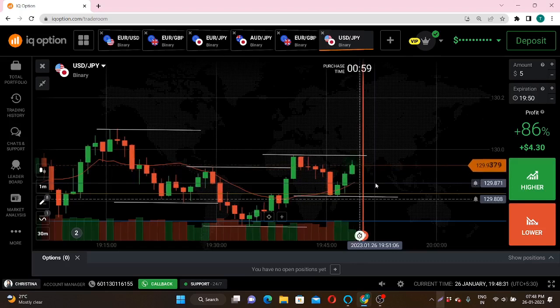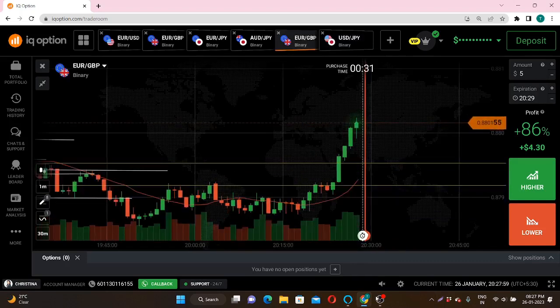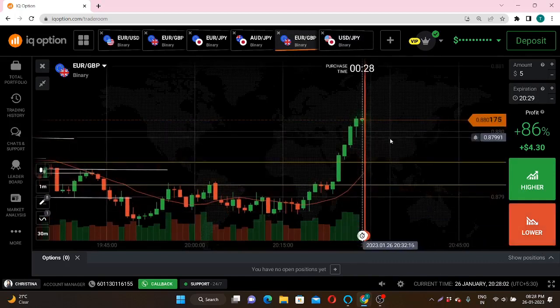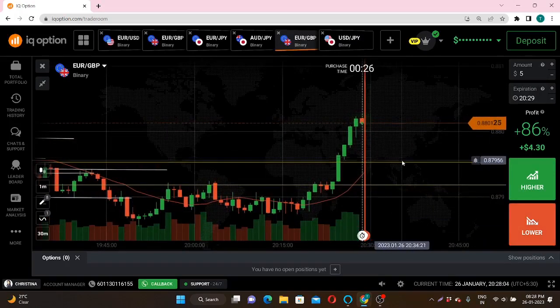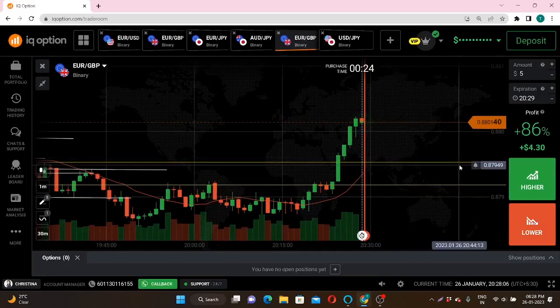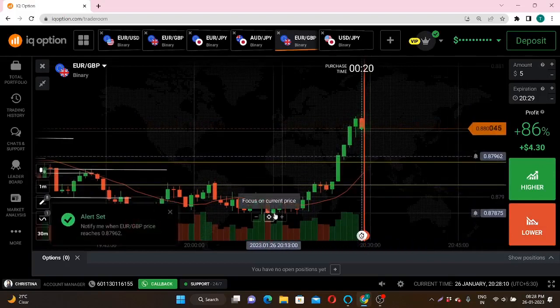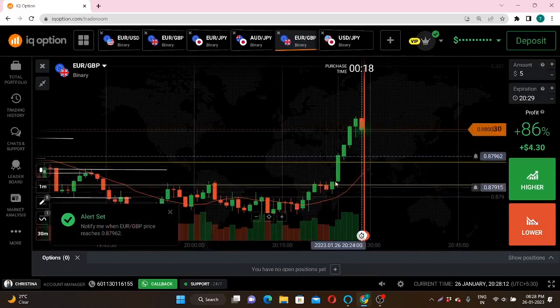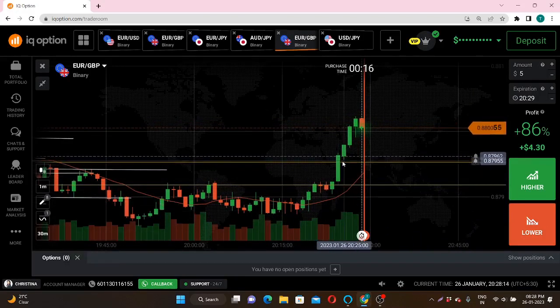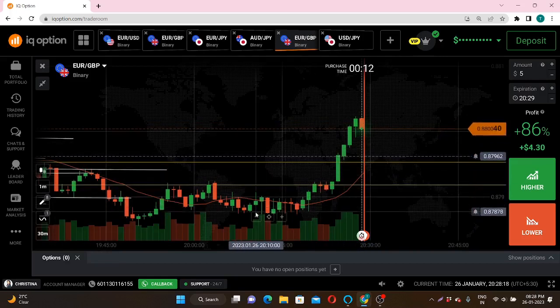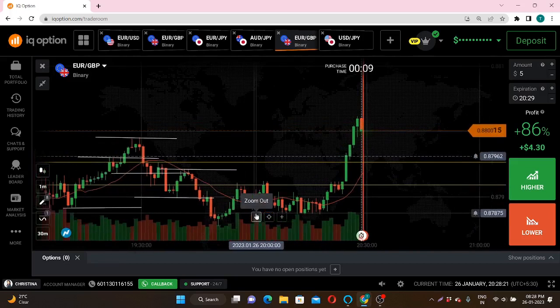Here you can find, previously we have drawn the line. This is our level. Once the market comes here, we will take a call option. So what we will do is wait for a strong breakout like this candle, and then when we get upward momentum, we make a call.